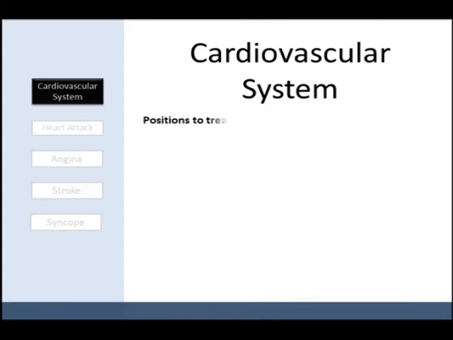Shock requires immediate attention, and if not treated, the chance of survival becomes minimal. Now, what are the appropriate positions to treat shock? It will depend on the situation at hand.